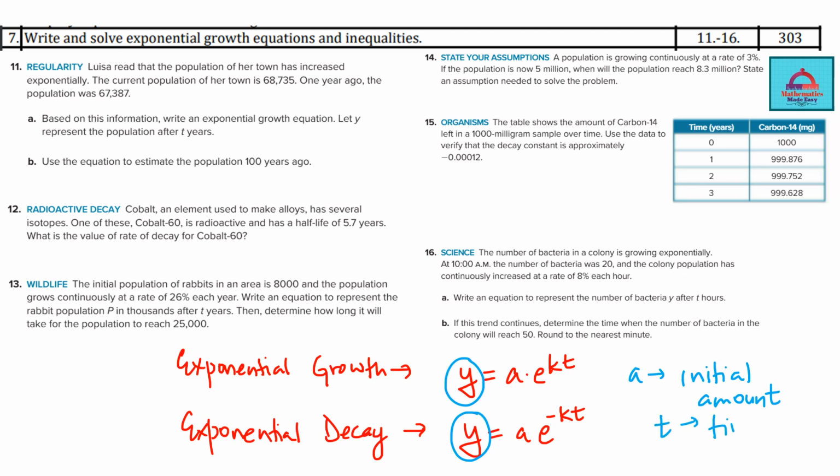T will definitely be the time. K here is the constant, and this constant will have a different name depending on whether it is growth or decay. So if it is growth, K is the constant of growth. If it is decay, it is the constant of decay. I'm just writing constant here, and then accordingly, as per the problem, we'll look at what the question is going to be.